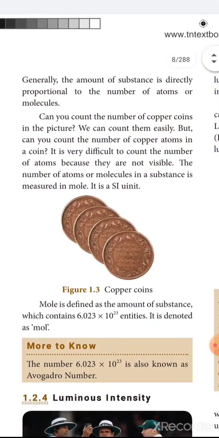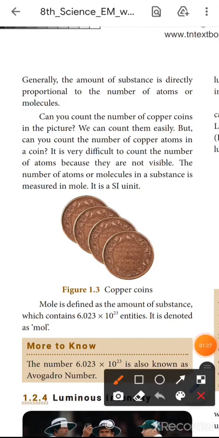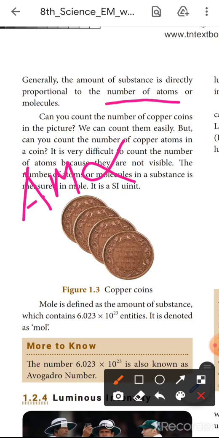Generally the amount of substance is directly proportional to the number of atoms or molecules. This is the directly proportional symbol. Amount of substance is directly proportional to the number of atoms. How many atoms are present in a substance is equal. That is the number of atoms or molecules.